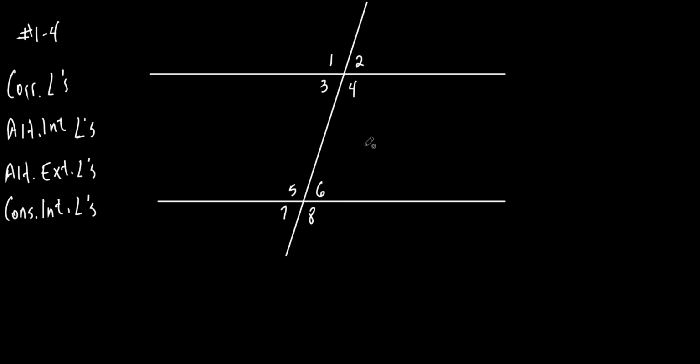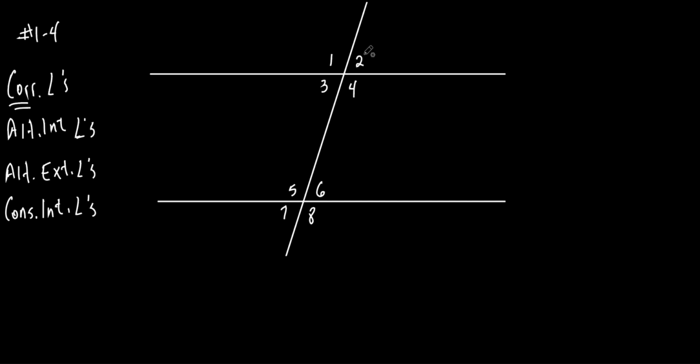So look at angle 1. That's in the top left. Which one's in the top left down here? Angle 5. So 1 and 5 are corresponding. Well, we don't know they're equal just yet because we don't know that these 2 lines are parallel. We haven't talked about that yet. We're just worried about the names right now. I just want you to know the names of them. So 1 and 5 are corresponding, right?